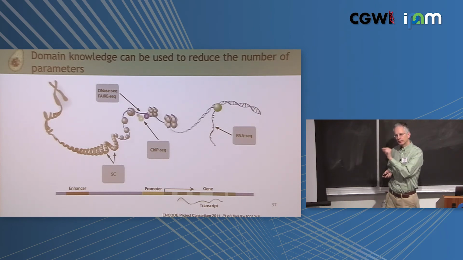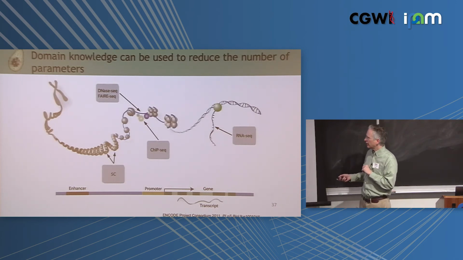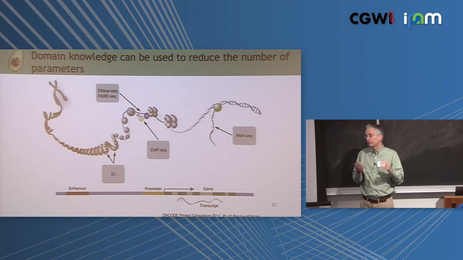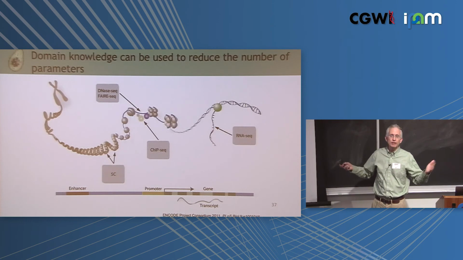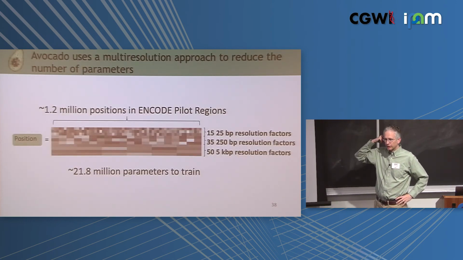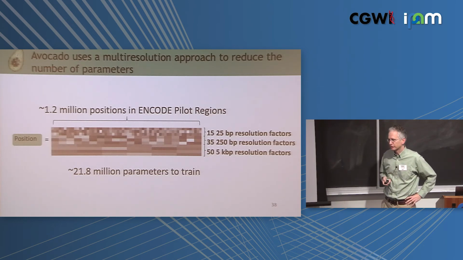There may be some punctate phenomena that we really care about, 25 base pair resolution things, but a lot of the things we're interested in are at the scale of a nucleosome. So maybe we should be looking at averaging and having factors that look at 250 base pair resolution, or even 5,000 base pair resolution for domain scale activity. And so the other difference between Avocado and Predicted is that Avocado has some factors that are done at 25 base pair, some at 250 base pair, and some at 5 kilobase pairs.